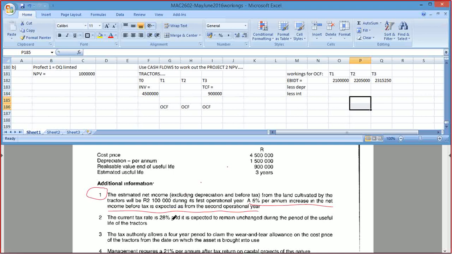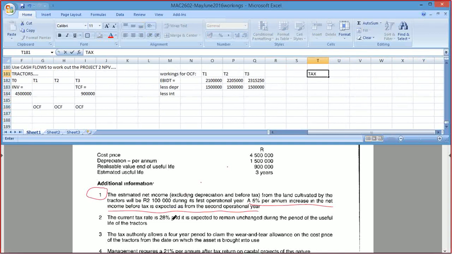The tax authority allows a 4-year period to claim wear and tear allowance on the cost price of the tractors from the date on which the asset is brought into use. Let me just think about this. From an accounting point of view, estimated useful life is 3 years. So the accountant would have processed depreciation as the cost price of 4.5 million divided by 3 years. But there's a difference in the tax treatment, which is SARS. SARS would have done this for 4 years.